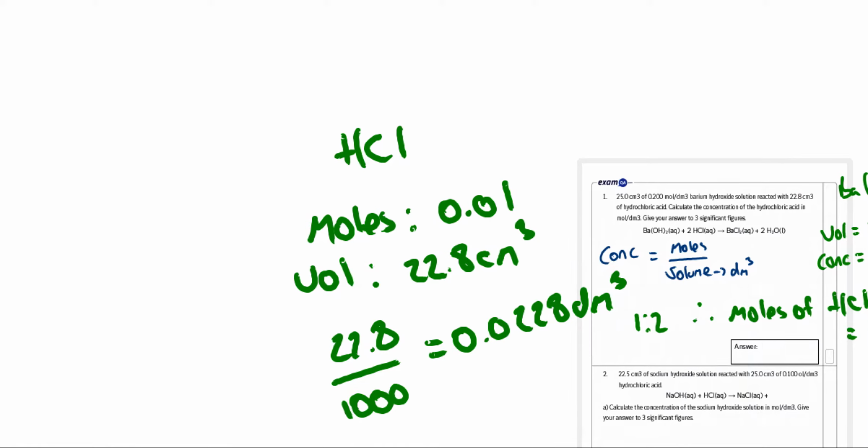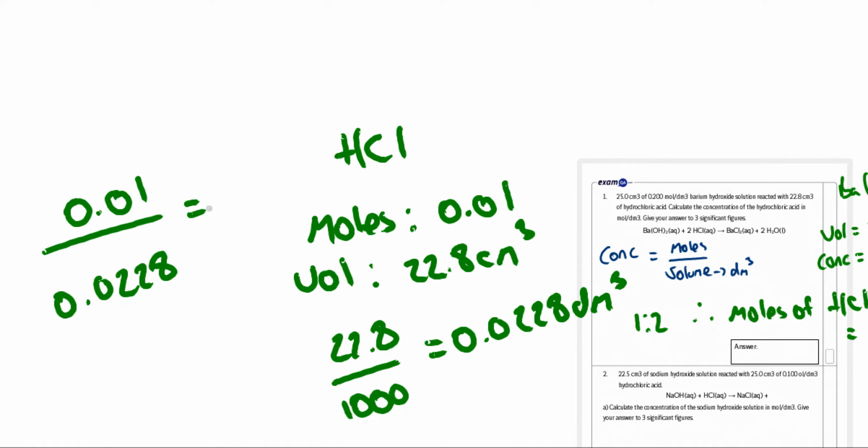Now we can find our concentration. So plug this in. The moles 0.01, divided by 0.0228, gives us our concentration of 0.439 moles per decimeter cubed. And that's it. That's your answer.